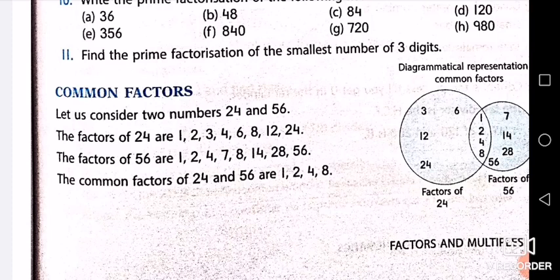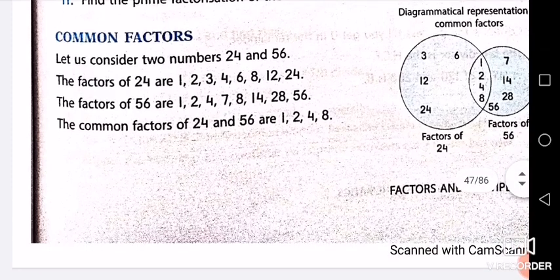Now which are the common factors? 1 is common in both. After that, yes, 2 is common. After that, 4 is common and then 8 is common. So therefore the common factors of 24 and 56 are 1, 2, 4 and 8. So like this you have to find factors of both the numbers given to you, and after that find the common factors between both the numbers. So that is our next exercise.